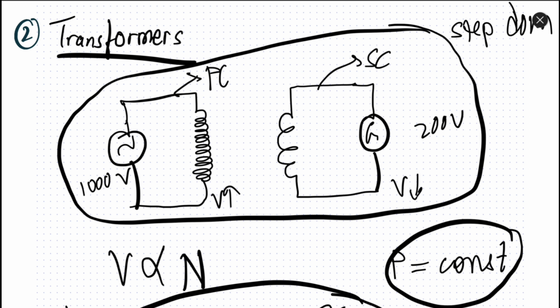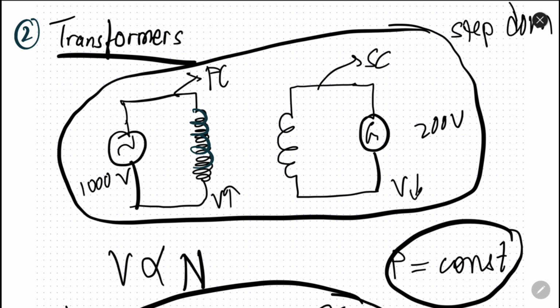So the transformer is very simple. It works on the principle of mutual inductance. So let's say we have two coils, one is this coil and another is this coil. In the primary coil we will supply the current, and in the secondary coil we will obtain the induced EMF or induced current.